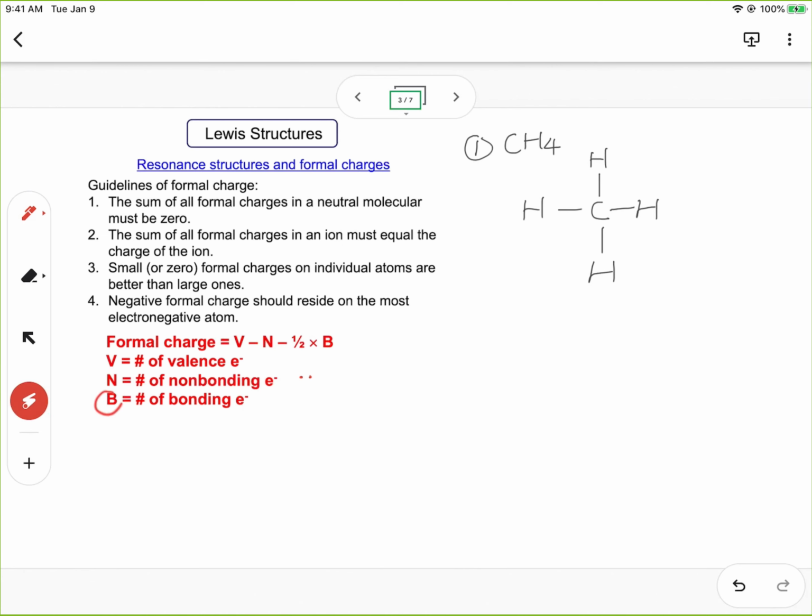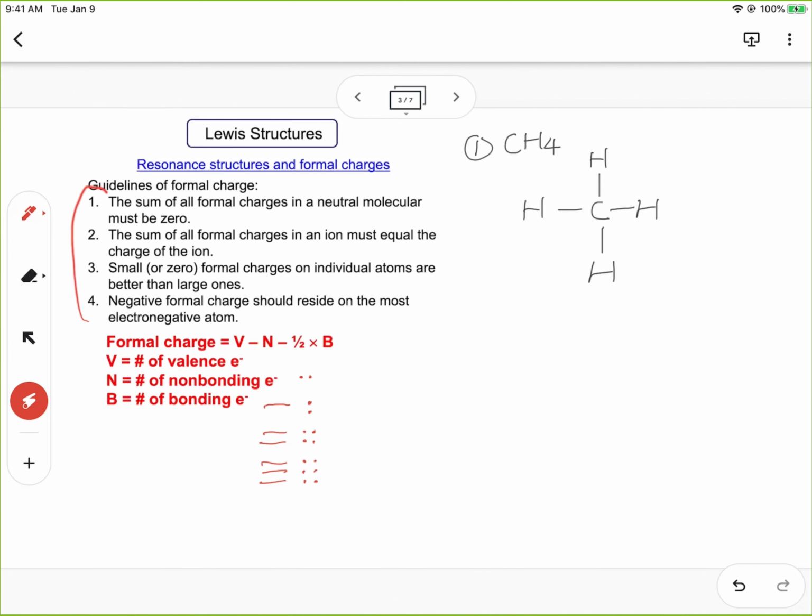Now the next one, B, bonding electrons. Those are electrons involved in chemical bonds. In chemistry, we use solid lines to represent chemical bonds. A single line means a single bond, which means 2 electrons. A double bond means 4 electrons, and a triple bond means 6 electrons, 3 pairs, in between two atoms. This is the calculation equation.